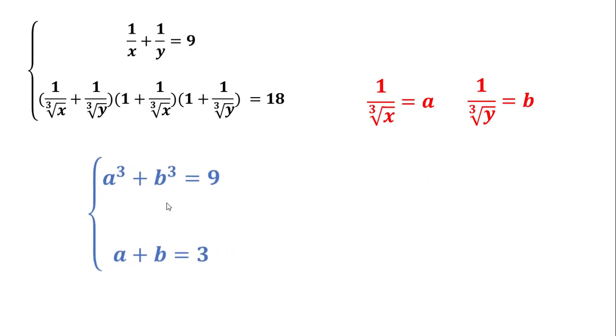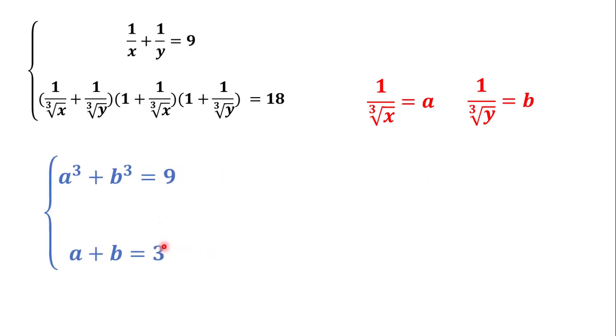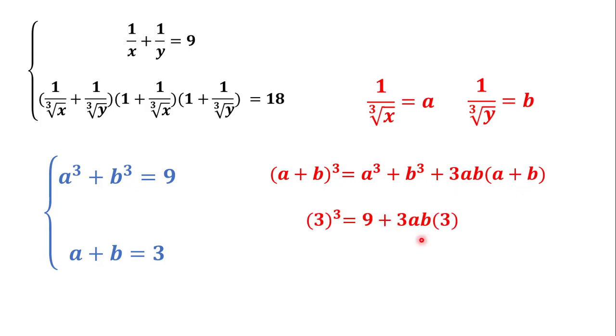Now we need to solve this system of equations. We can use this algebraic identity: (a plus b) to the power 3 equals a cube plus b cube plus 3 times ab times (a plus b). a plus b equals 3 and a cube plus b cube equals 9, so ab is going to be 2 and a equals 2 over b.